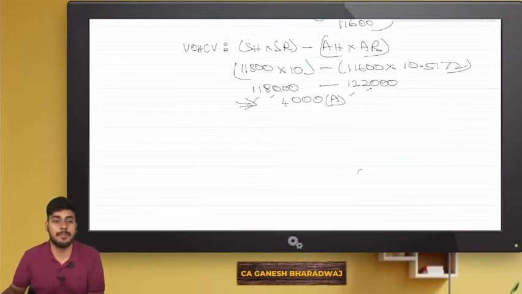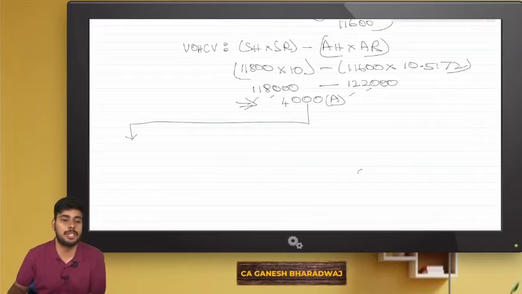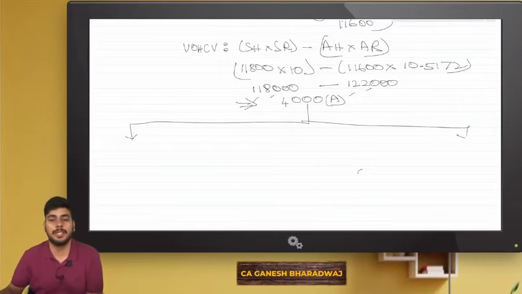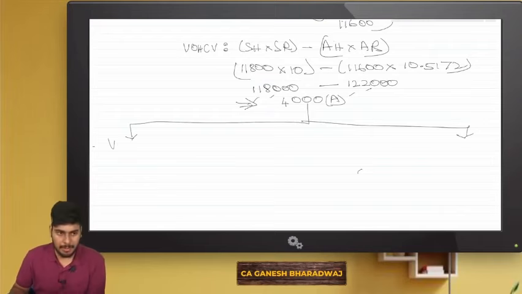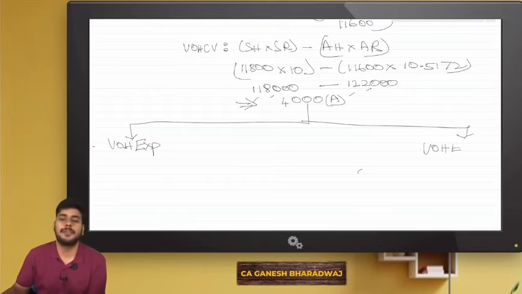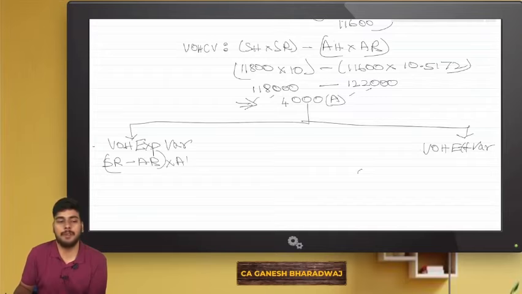Now, this gets branched into how much and how much? 2 things. 2 aspects. What and what? So, variable overhead expenditure variance, and variable overhead efficiency variance. Formula: standard rate minus actual rate into actual hours, dependent on production.